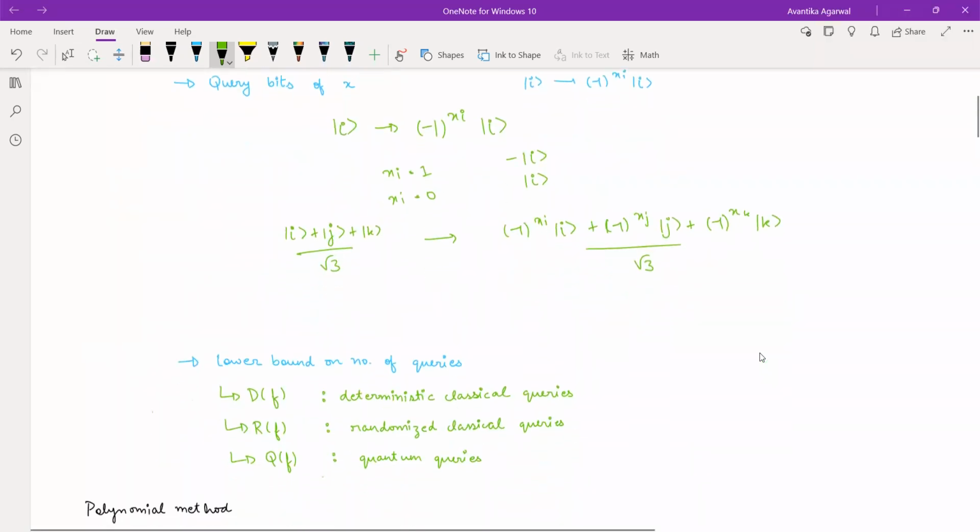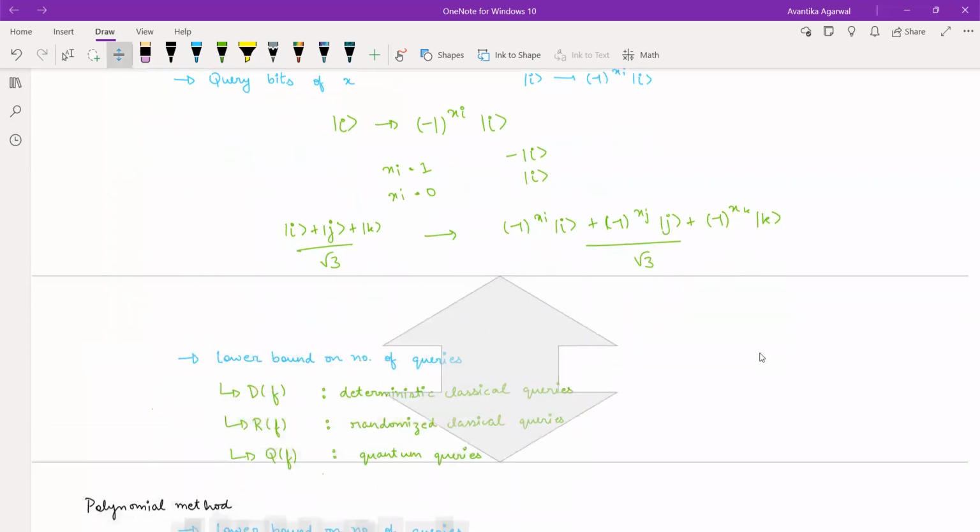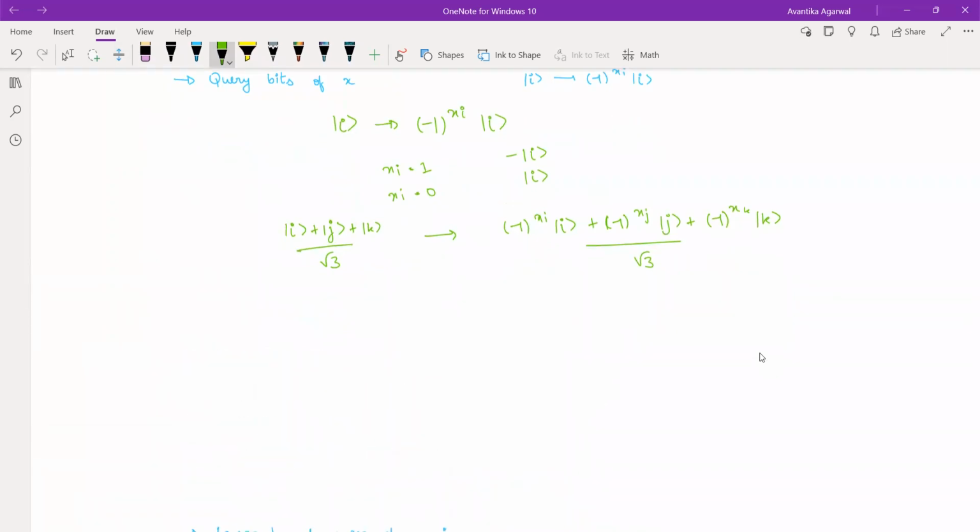So let us see how such a query algorithm could work. Suppose we are given a query, we have this black box for the input string x, and I am Bob, and I want to decide this OR of n problem. The OR of n problem is that we want to output 1 if the string contains at least a single one. Otherwise, we want to output 0.